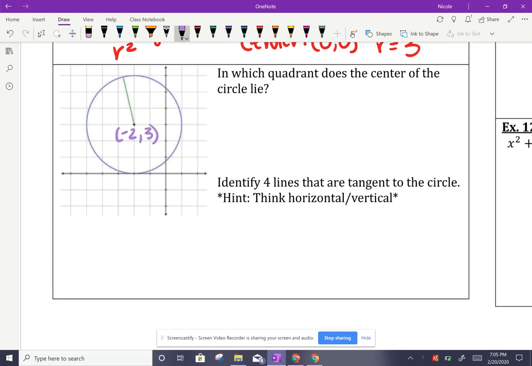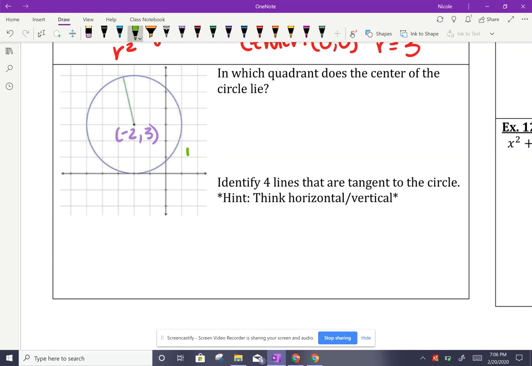So first I want to ask you, what quadrant is that? Where is the center of my circle? Is it in the first quadrant, second quadrant, third quadrant, or fourth quadrant? Do we remember our quadrants? Maybe, possibly. Well, let's remember.